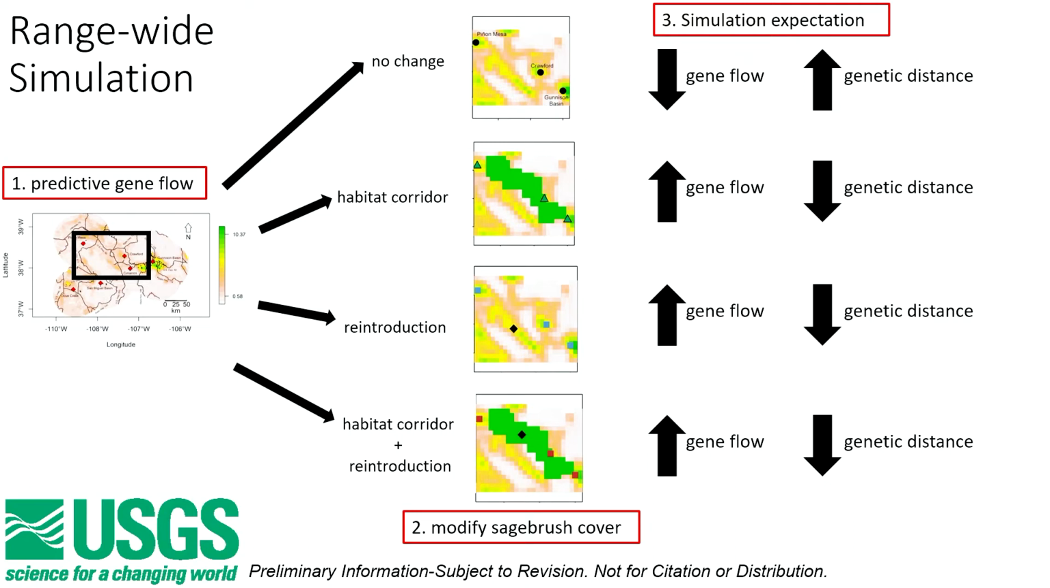In this scenario for the range-wide model, we took the sagebrush cover variable and we focused on the area between Pinyon Mesa and Gunnison Basin, and we created this really exaggerated large habitat corridor. We maximized the amount of sagebrush cover that was there. And we also had a couple of scenarios where we created new populations, either in existing habitat or within that new habitat corridor. The expectation was that when we did simulations, we would see increased gene flow among these populations, and that would result in a decrease in genetic distance.